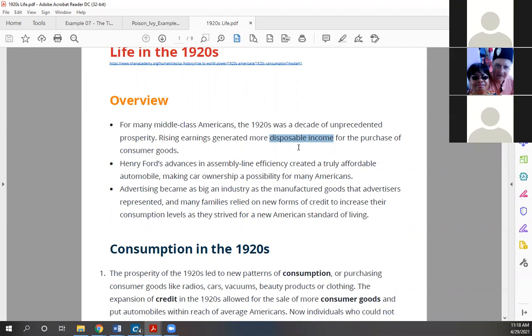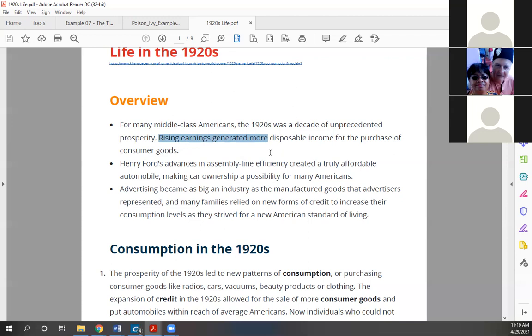Your disposable income is any extra money you have in your family budget or your checking account after you pay your rent, your mortgage, your bills, your utilities. So any extra spending cash, any free money. Okay, so it says rising earnings, people were making more money. Now, of course, there's all kinds of economics involved that we're not going to worry about. But regular, everyday, middle class people had more disposable income. They had more spending money, right? Things were less expensive. The housing was cheaper. Everything was cheaper. So you just have more money.